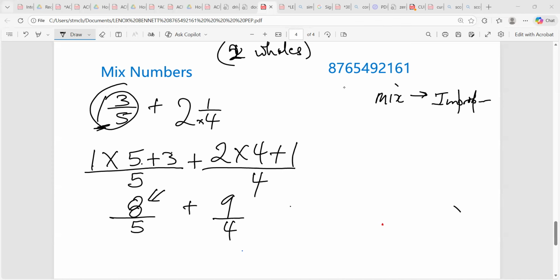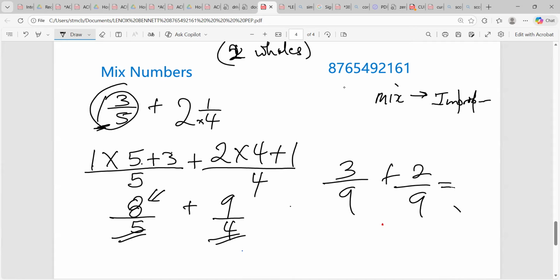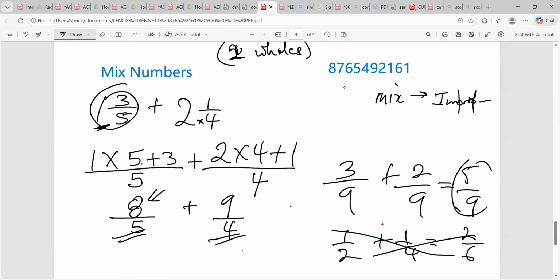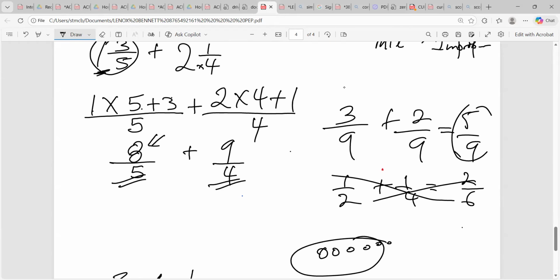So, guys, first we check if the denominators are the same. They are not. So, just like when we have 3 over 9 plus 2 over 9, because it has the same denominator, we keep the denominator and add the numerators, right? But if we have a half plus a quarter, we don't say 2 plus 4 gives us 6, and 1 plus 1 gives us 2. That would not be correct. So the correct thing to do is to find the LCM, because we have to bring them to the same denominator. So we list the multiples of 5 and 4.